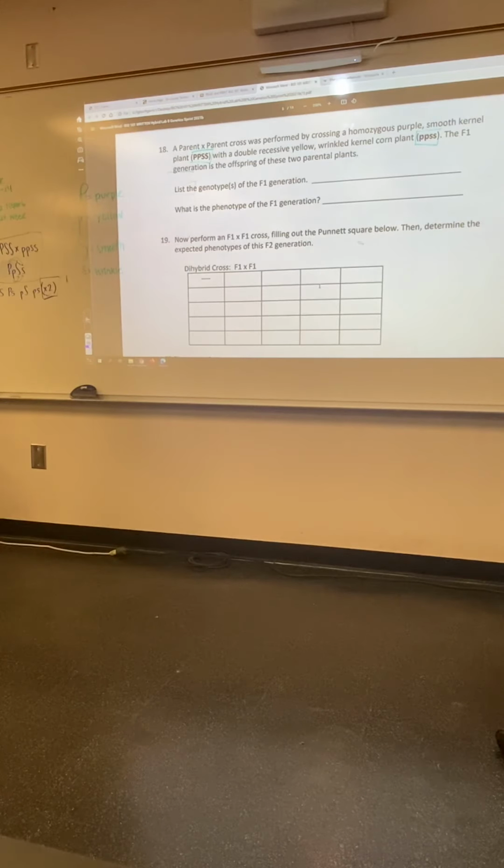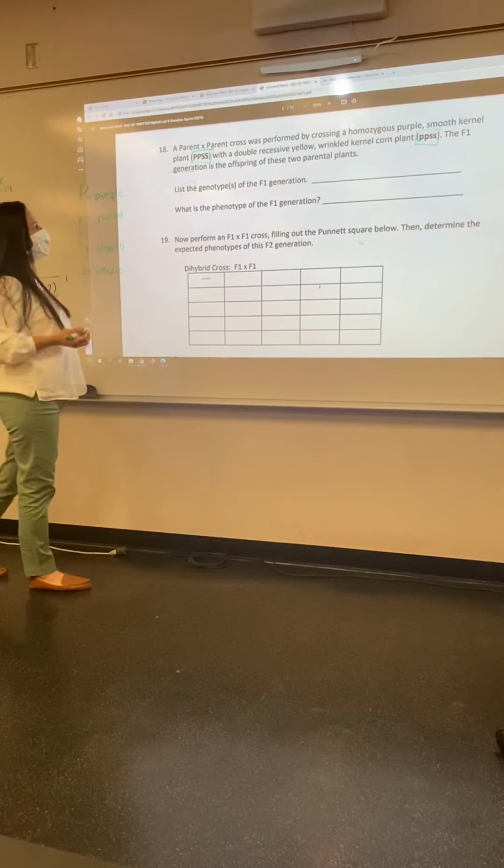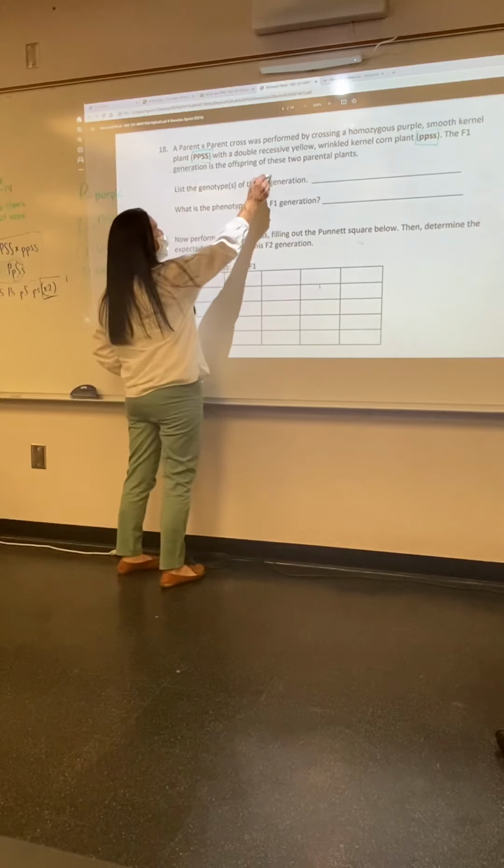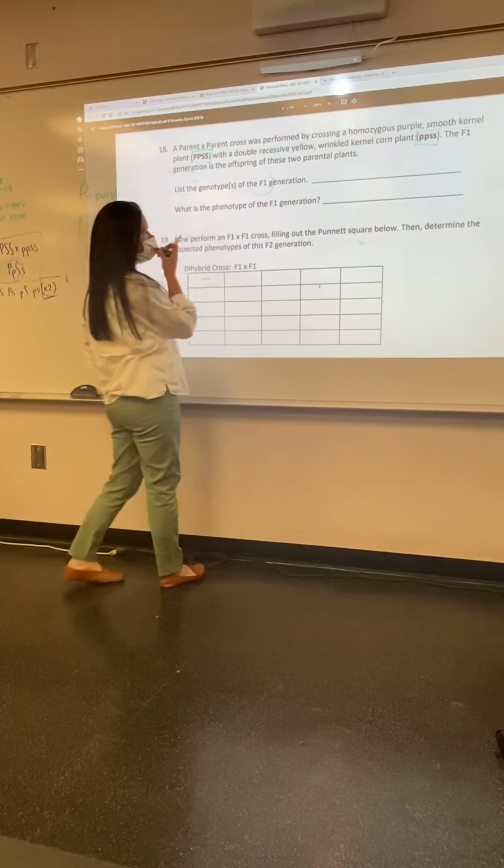We've got four options. We can be purple and smooth. We can be yellow and smooth, or yellow and wrinkled. Did I say that right? Okay. All right. Now, list the genotypes for our first generation.